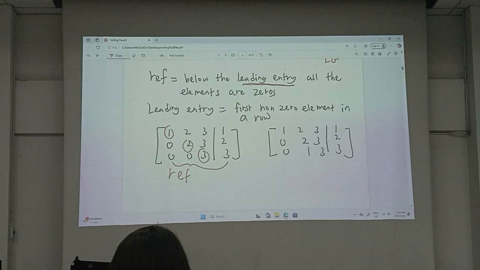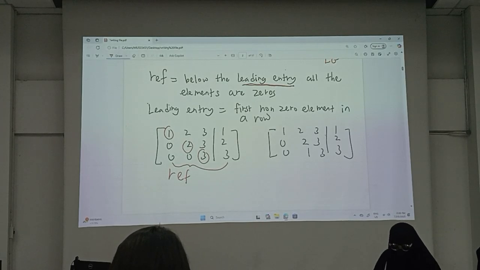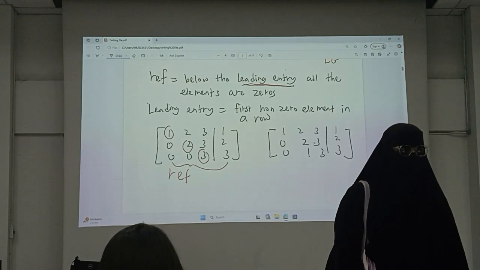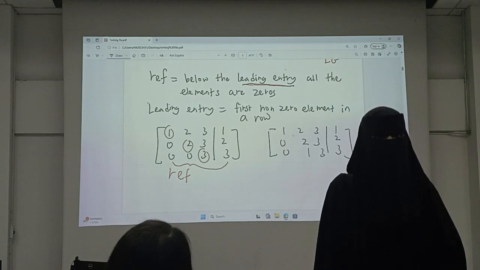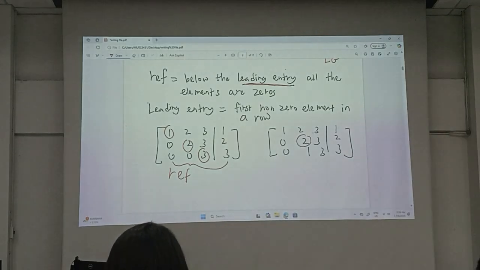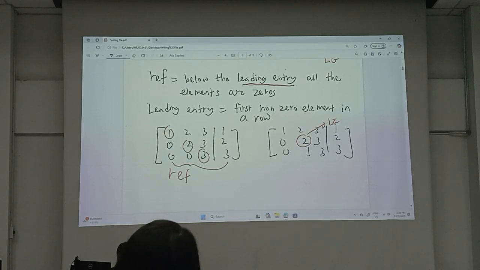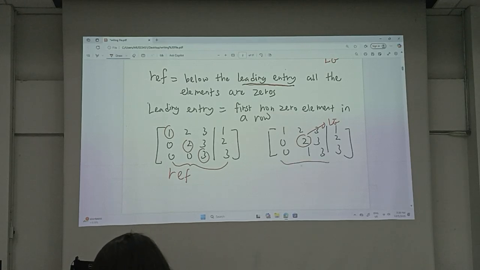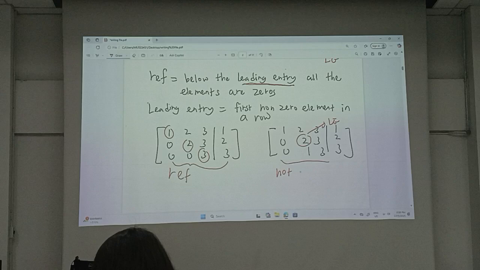How about the second one? Now, why? This is a leading entry, right? But under this leading entry there is no 0. There is a non-zero again. So this is not a row echelon form.